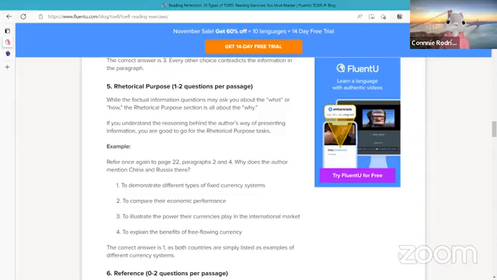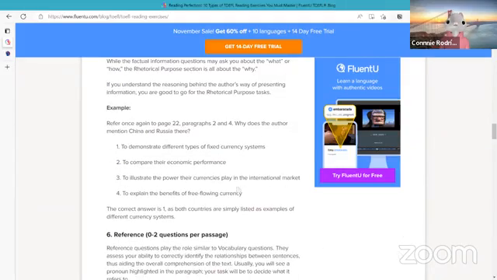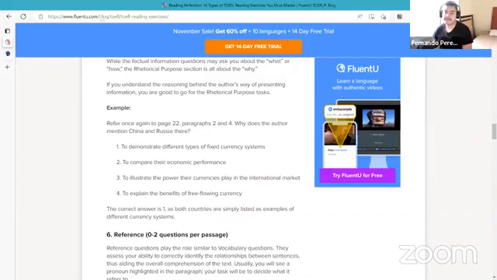1, to demonstrate different types of fixed currency systems. 2, to compare their economic performance. 3, to illustrate the power their currencies play in the international market. 4, to explain the benefits of free-flowing currency. The correct answer is 1, as both countries are simply listed as examples of different currency systems. That's right. Good. And this is again to understand the reasoning behind the author's way of presenting information.